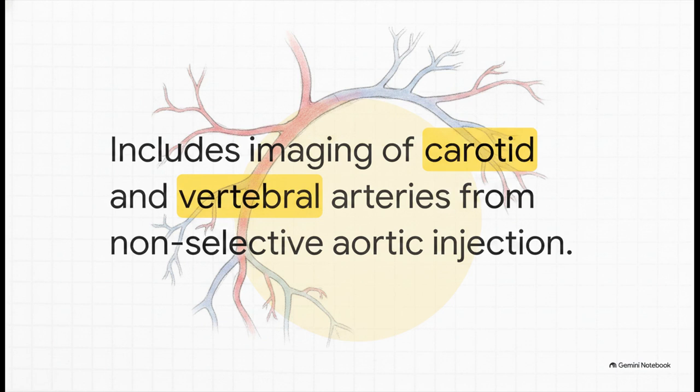It tells us that if you're doing imaging of the carotid and vertebral arteries, and those originate from a non-selective aortic injection or catheterization, well, that entire process is bundled right into this single code. You can think of 36221 as your foundational starting block for literally all non-selective studies in this anatomic neighborhood.